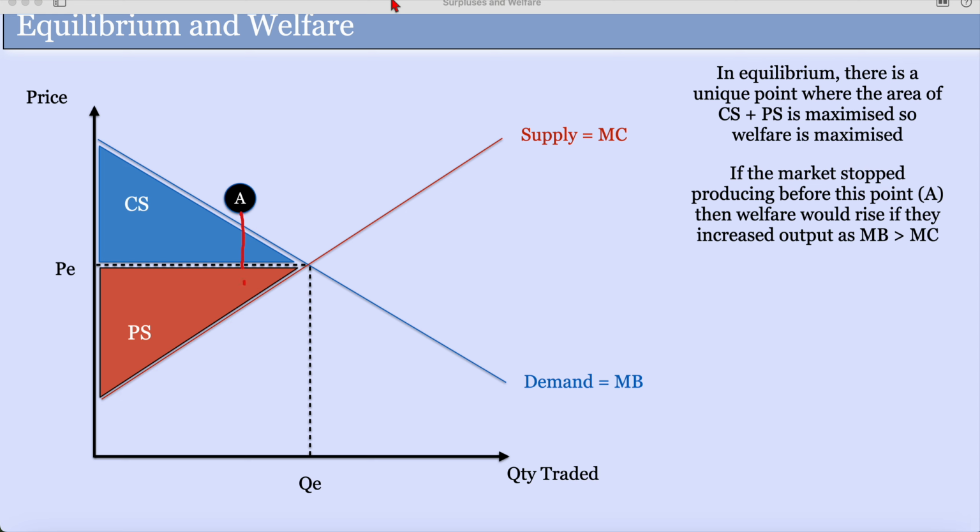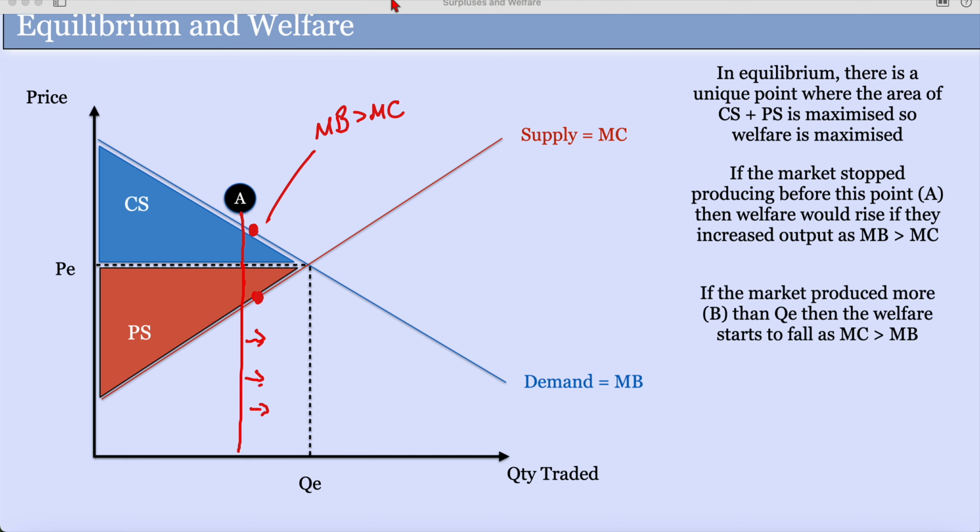If we stop producing here, question is, should we? It's always a good question. Should we increase our output here? And the argument is, yes, we should, because the marginal benefit would exceed the marginal cost down here. Okay, and so here marginal benefit is bigger than marginal cost, so your welfare would be rising.